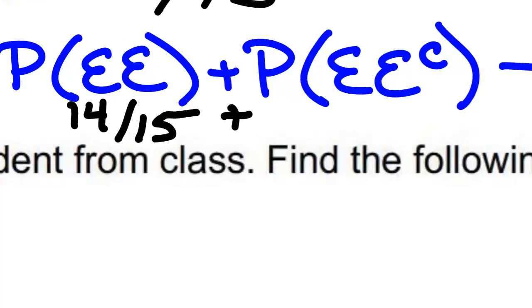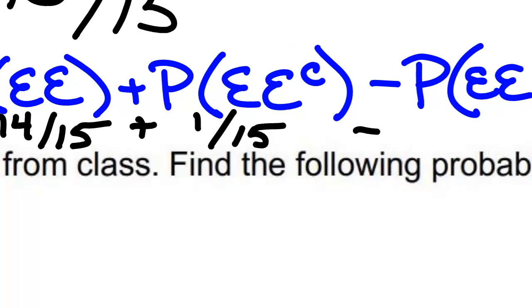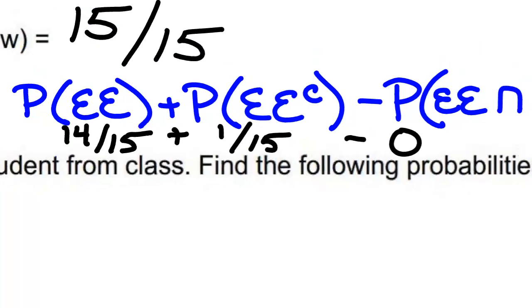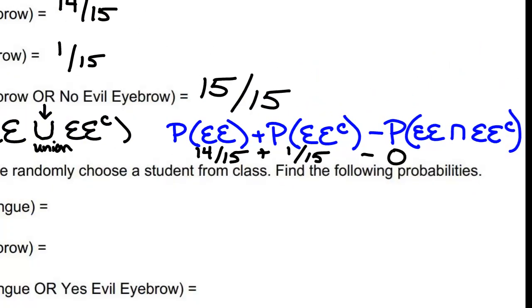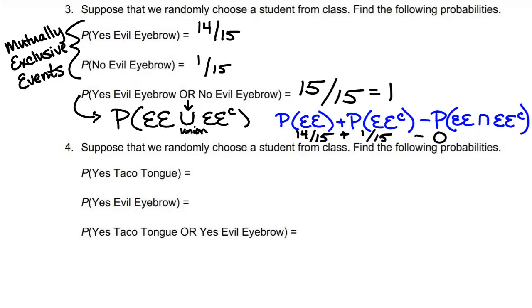Plus the probability of evil eyebrow complement, 1 out of 15. Minus the intersection, which we said was 0, because these are mutually exclusive events. If they're mutually exclusive, the intersection is empty. There's nobody that fits in both categories. And that's how we got that 15 out of 15, or 1. What do we call events that have a probability of 1? A certain event. So it is certain that you either can or cannot evil eyebrow. Does that make sense?